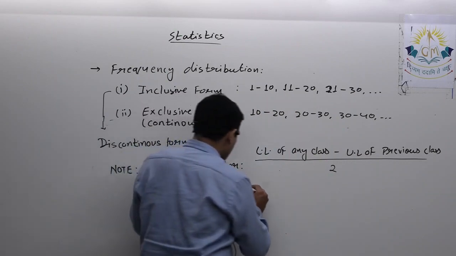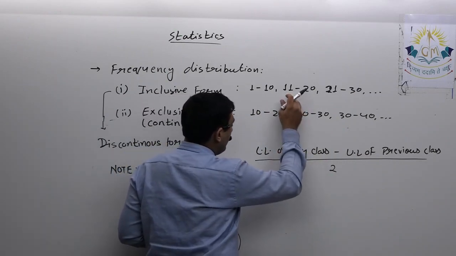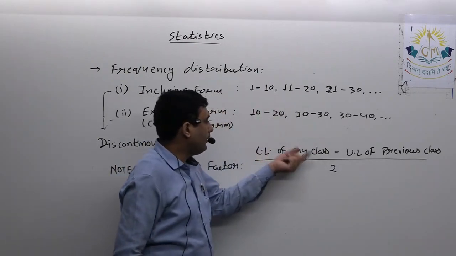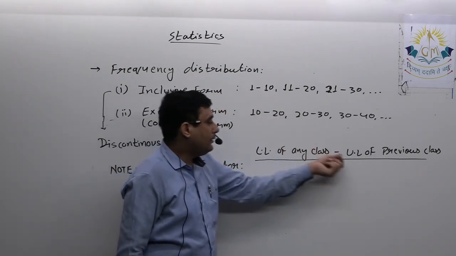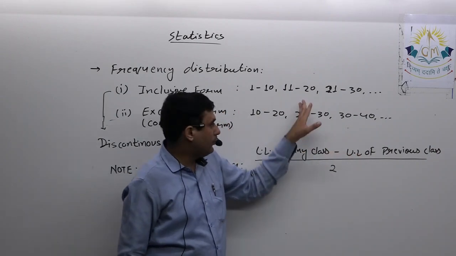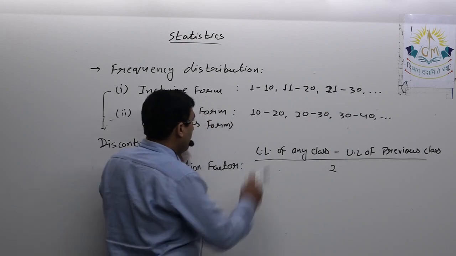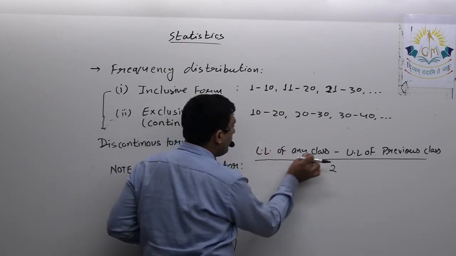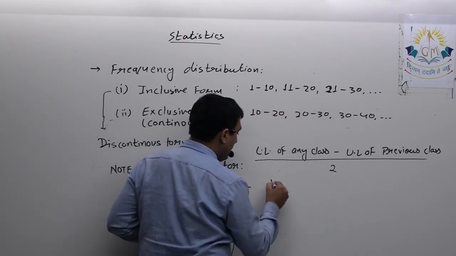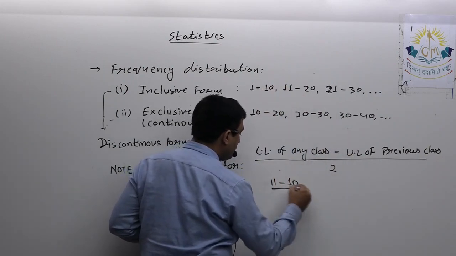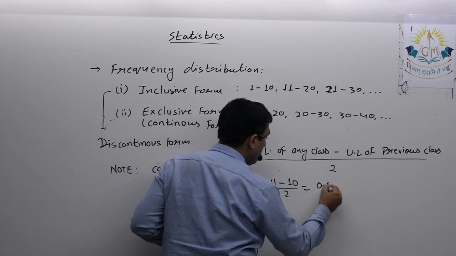For example, over here, lower limit of any class, but obviously we won't take it for the first, because if I take the lower limit of the first class, I do not have the upper limit of the previous class. So obviously I will start either from the second or any other, but definitely not from the first. So the lower limit of this class, that is 11, minus the upper limit of the previous class, that is 10, by 2, that is 0.5.